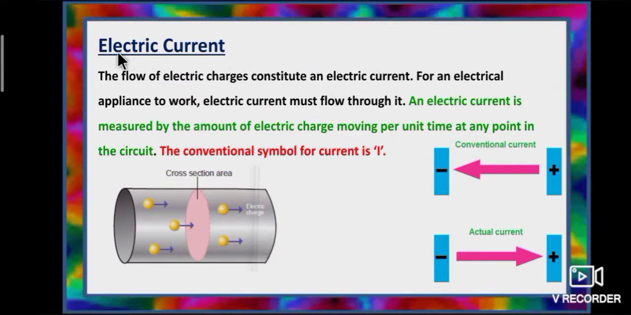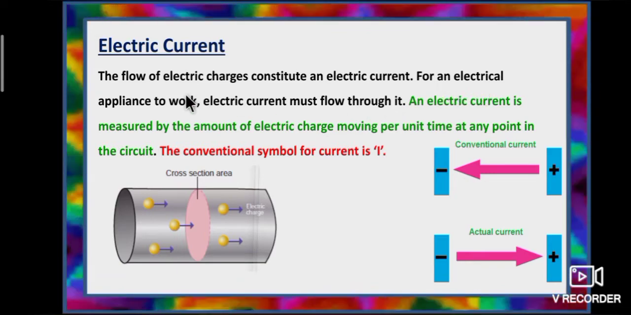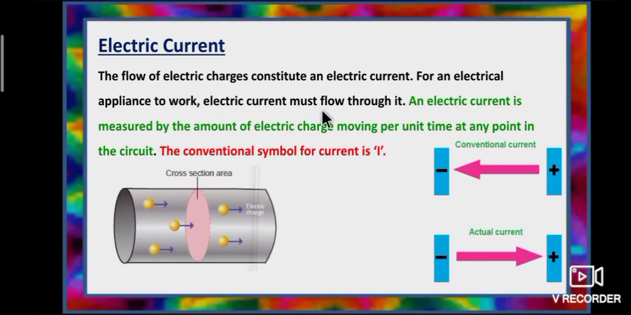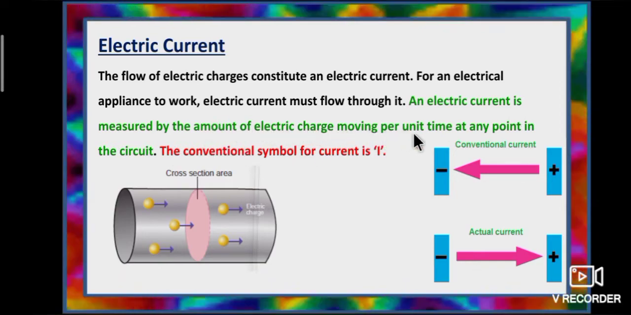We have seen electric current. The flow of electric charges constitutes an electric current. For an electrical appliance to work, electric current must flow through it. Electric current is measured by the amount of electric charge moving per unit time at any point in the circuit. The conventional symbol for current is I.